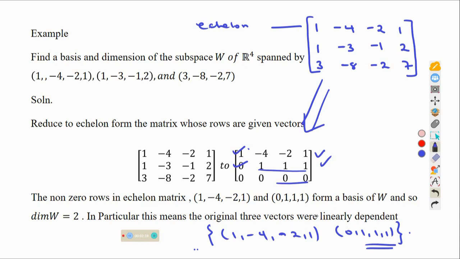Looking at this, we can easily determine the dimension of this subspace. This is the basis of W. So the dimension of W is actually 2, and the basis will be these non-zero rows.